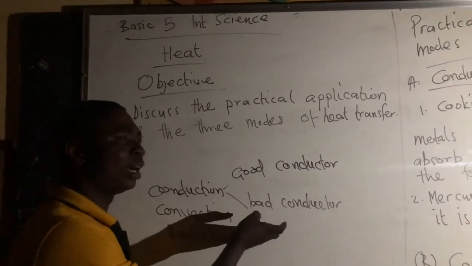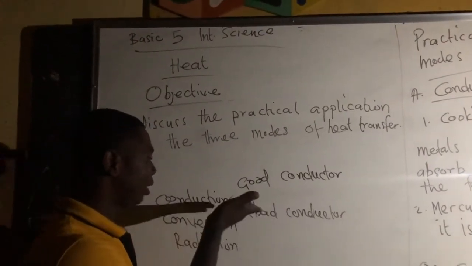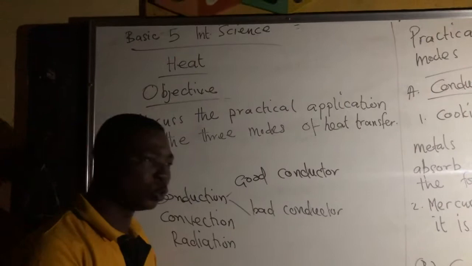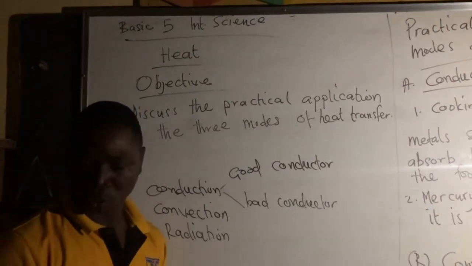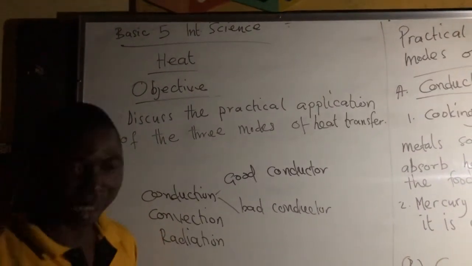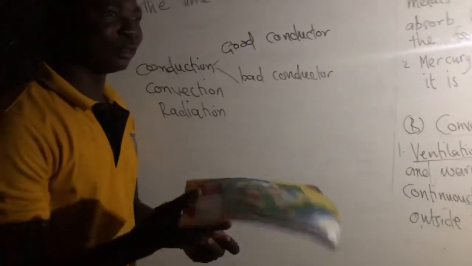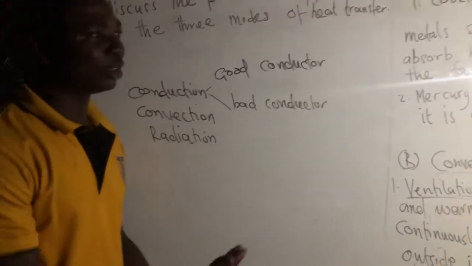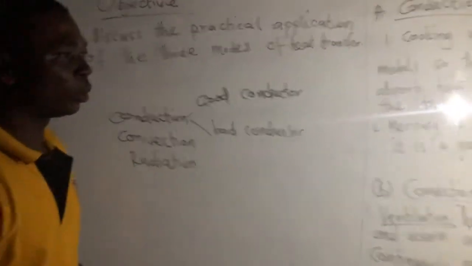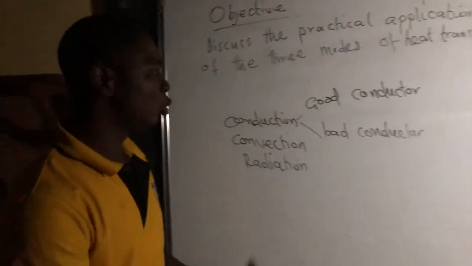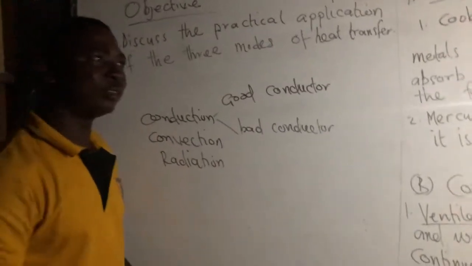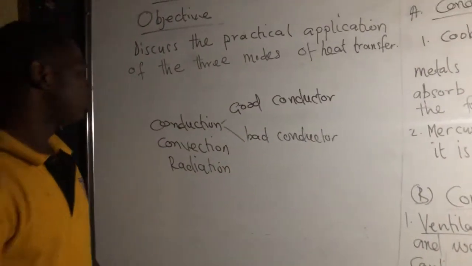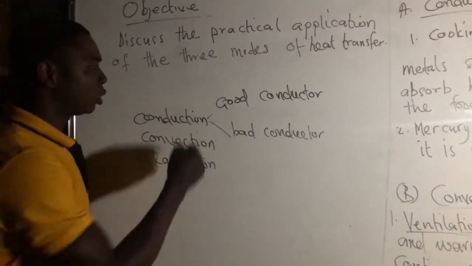But bad ones are the materials that cannot withstand heat. Example, my book, this book, when I put it in fire, what will happen to it? It will burn. Another one, when I put rubber material in fire, what will happen? It will burn. So they are bad conductors of heat. They can't withstand heat. So that is about conduction.